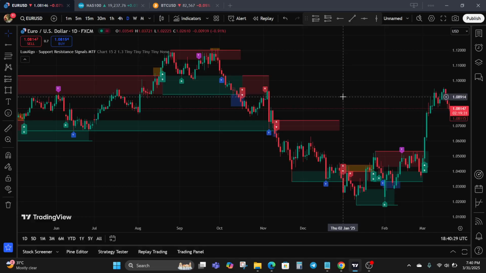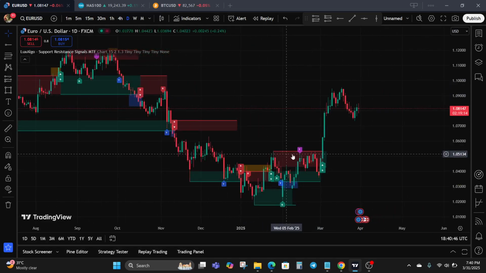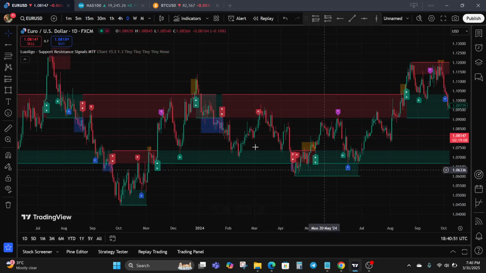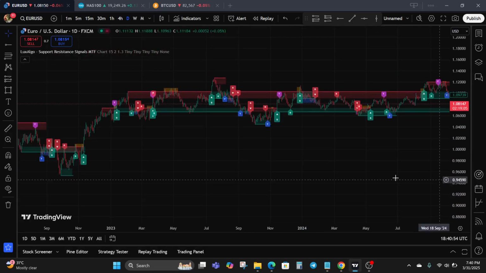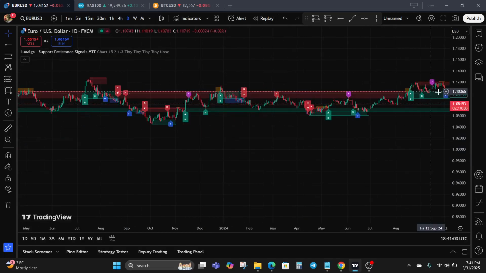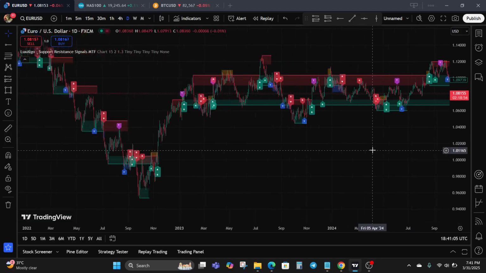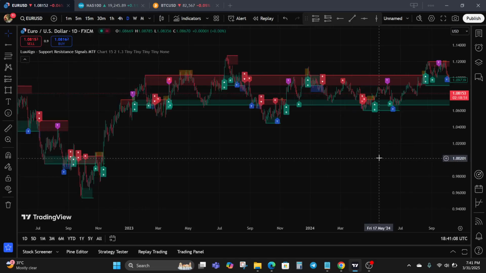Now, how does the Support and Resistance Signals MTF indicator work? Well, basically, this TradingView indicator automatically detects key support and resistance levels. You can see them on the chart: resistance levels detected in red, support levels detected in green. So these are important levels on the chart. If you are a technical analysis based trader, then you should know that support and resistance are very, very important concepts in trading. In technical analysis, you can't do without them.